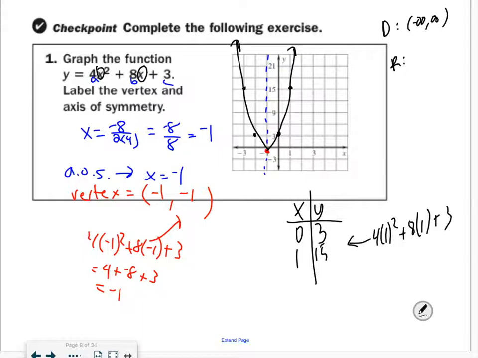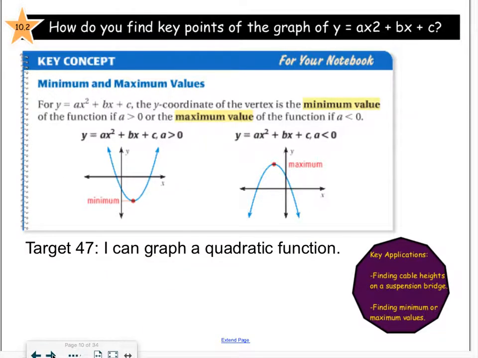If we talk about domain and range, the domain of this graph is from negative infinity to infinity, and the range goes from negative 1 to infinity. And I should actually use a bracket there because it gets to negative 1. All right, so that's what this slide is explaining, all the relationships between the maximum and minimum. The vertex is always either the maximum or the minimum. If it opens up, it's a minimum. If it opens down, it's a maximum.